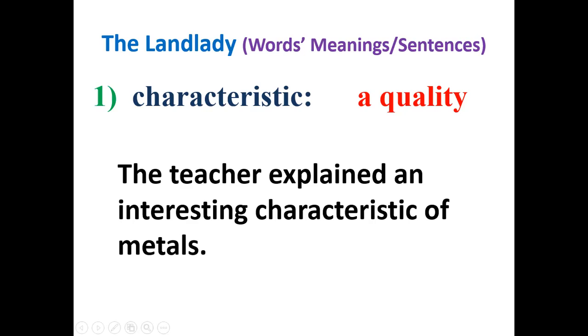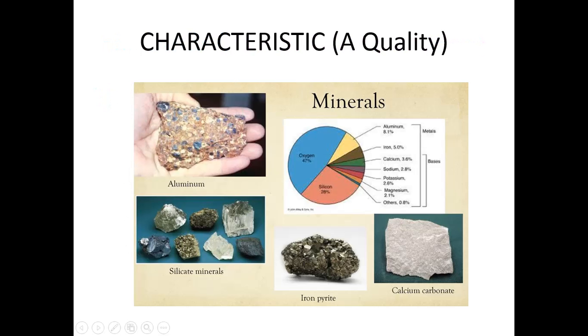Now I am going to narrate a sentence. The teacher explained an interesting characteristic of metals. My dear students, as you know, there are so many uncountable number of metals including aluminum, zinc, iron, calcium. So each one of those metals is carrying its own unique and important characteristics. These characteristics are about their density, about temperature, about hardness, about color and other things.